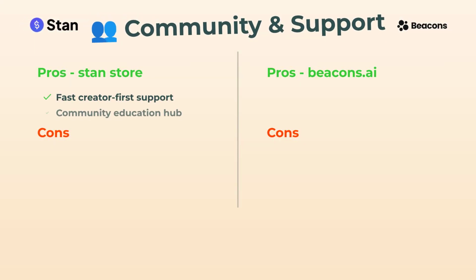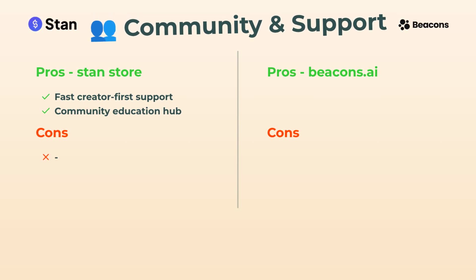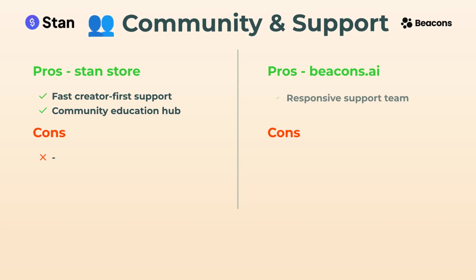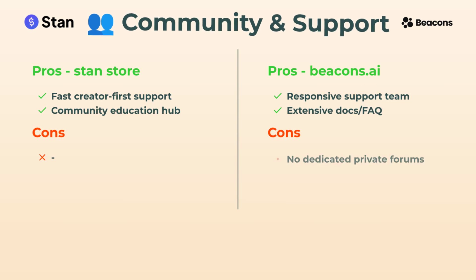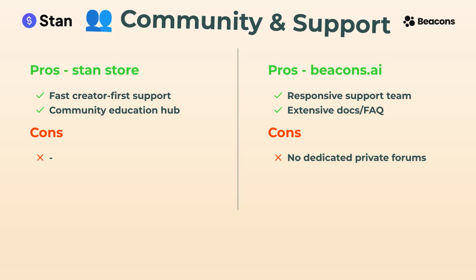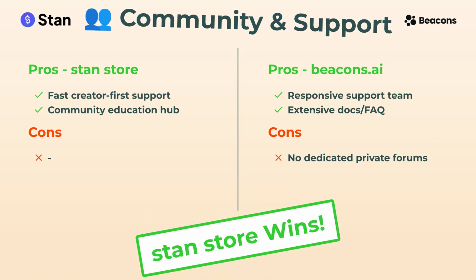Finally, community and support. Stan Store is creator first, and honestly their support feels fast and human. They even have an education hub for creators. Hard to complain. Beacons AI is no slouch. They've got a responsive team, tons of documentation and FAQs, but no exclusive community hangouts or private forums. In terms of direct support and community feel, Stan Store's just a bit more hands-on.